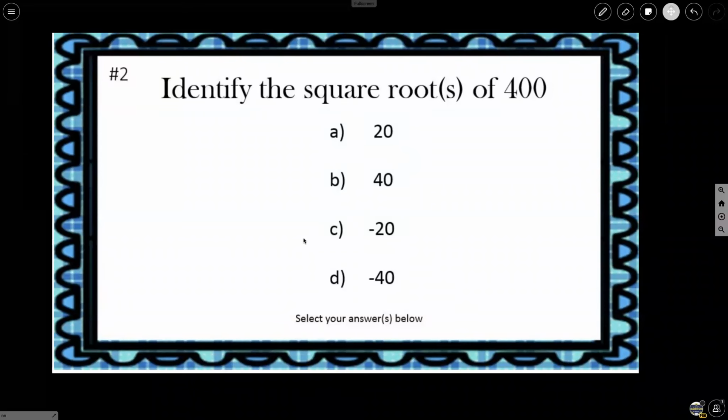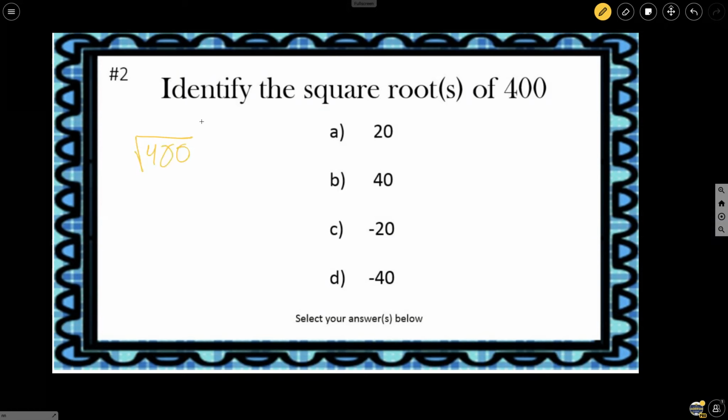All right, welcome back. We are identifying the square root of 400. I really like this problem because it's a large number. Go ahead and pull out your calculator, and on your separate sheet of paper write the square root of 400.